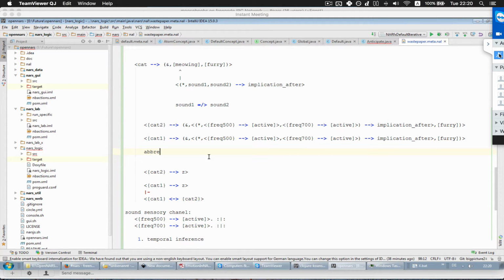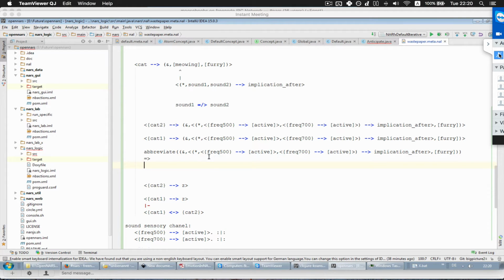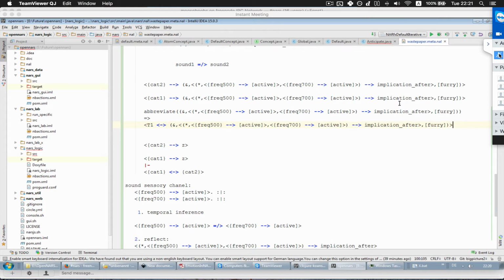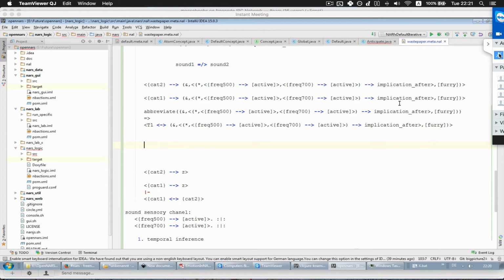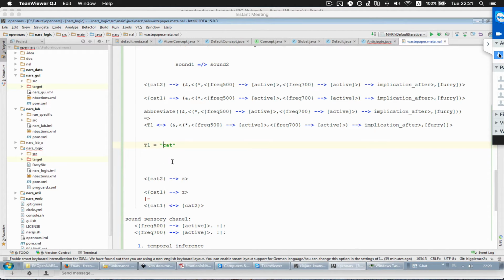The abbreviate operator provides a word for a concept. In our case, it provides a shortened identifier for it, which is in the system. It's actually a word that means that thing. So in this case, T1 equals whatever that sentence was. It means a cat meowing or whatever. Yeah. So it creates its own words.